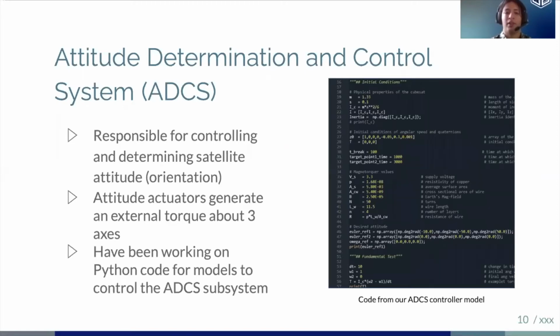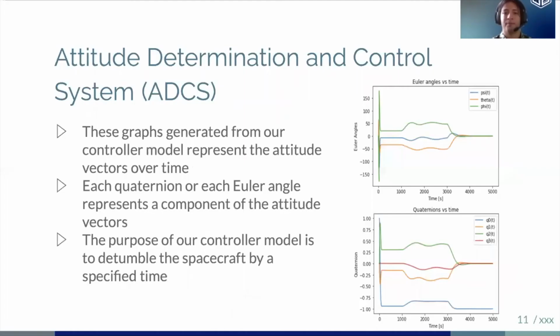And because of COVID-19 this semester, we've been working on Python code for models to be able to control the ADCS. On the right is an example from our controller model on Python. So these two graphs represent the attitude vectors over time. Each quaternion or each Euler angle represents a component of the attitude vectors. And the purpose of our controller model is to tumble the spacecraft by a specified time so we can point it in the direction that we desire.